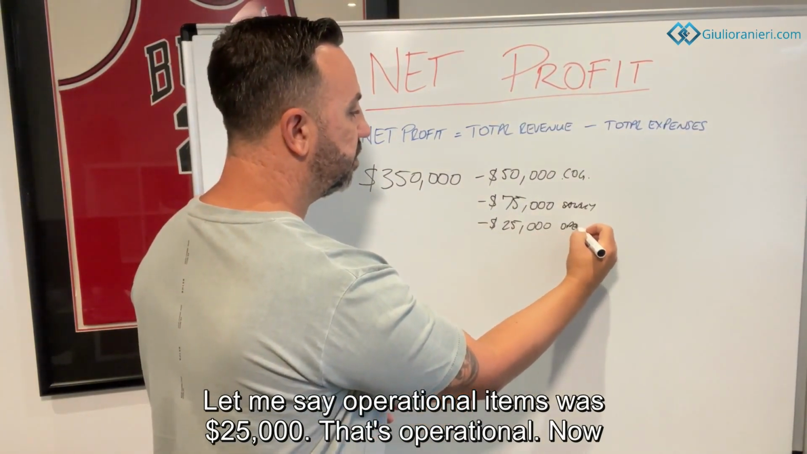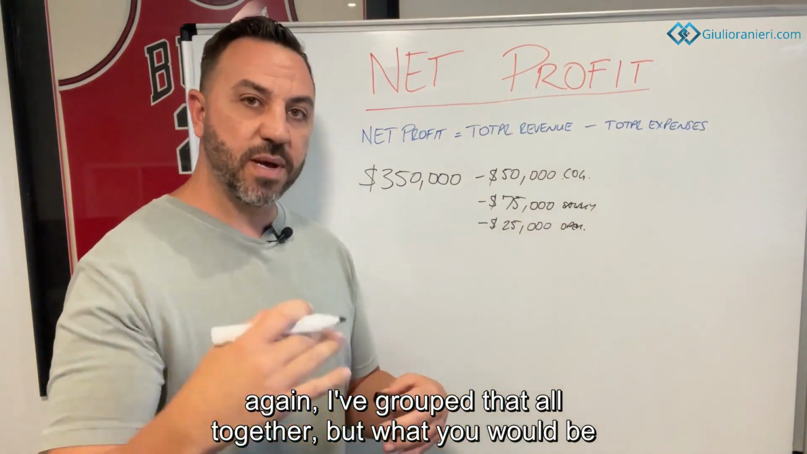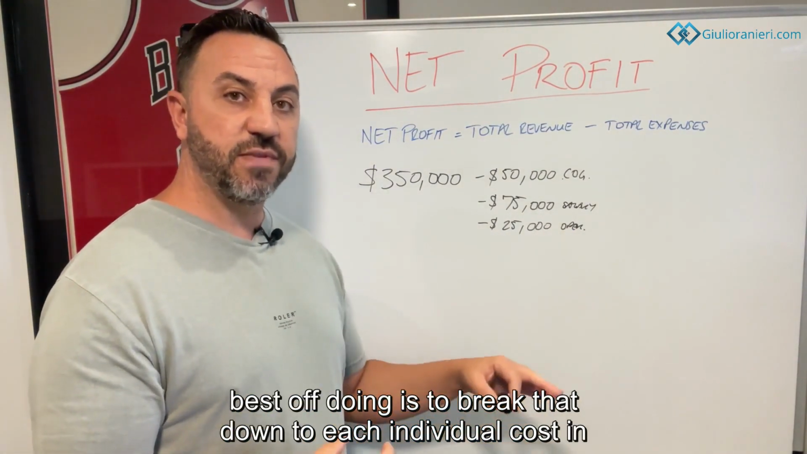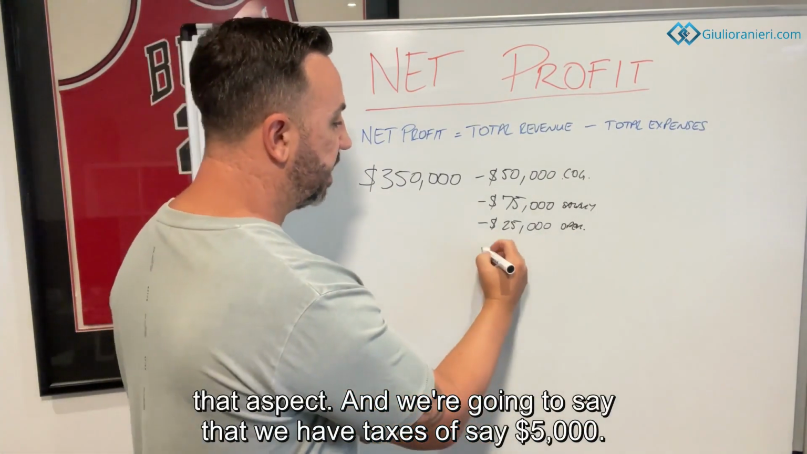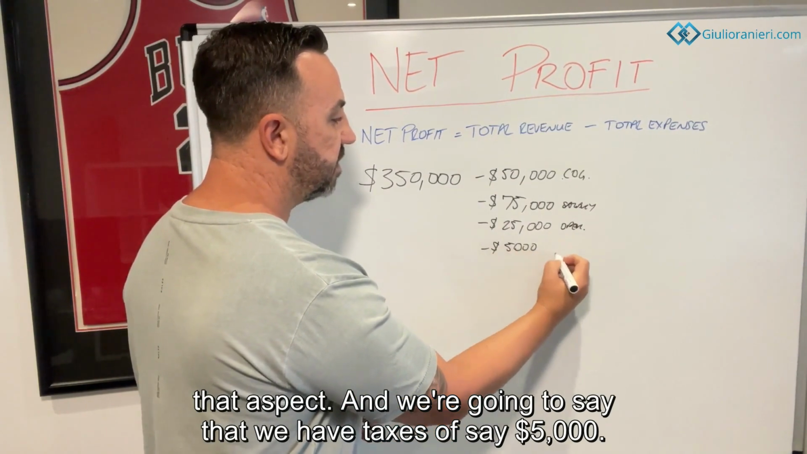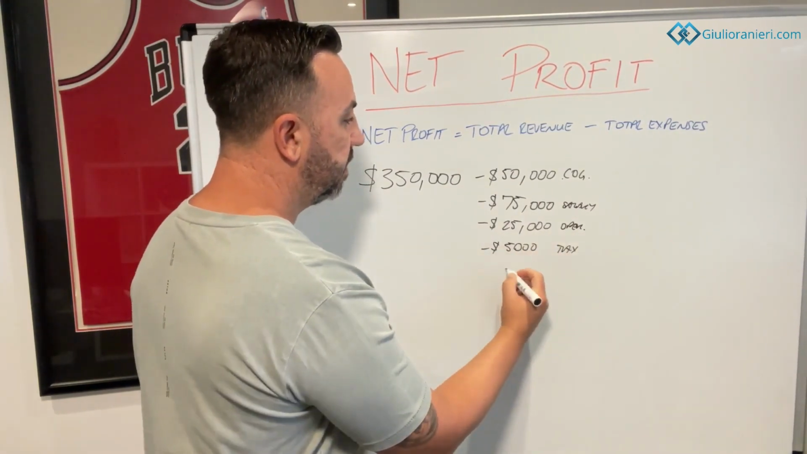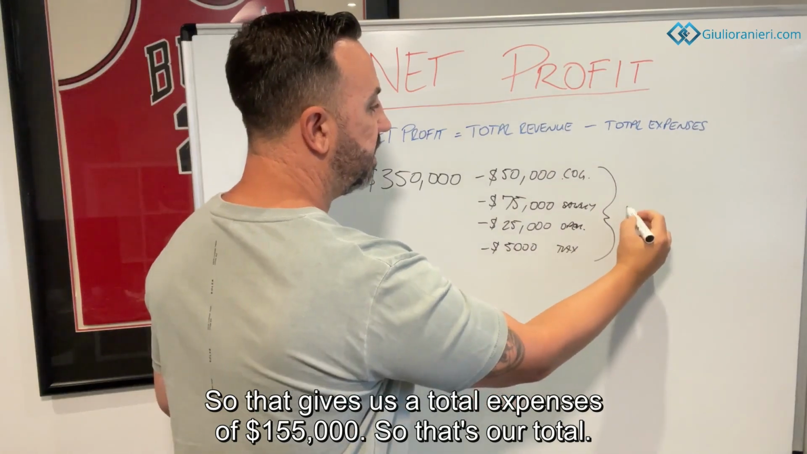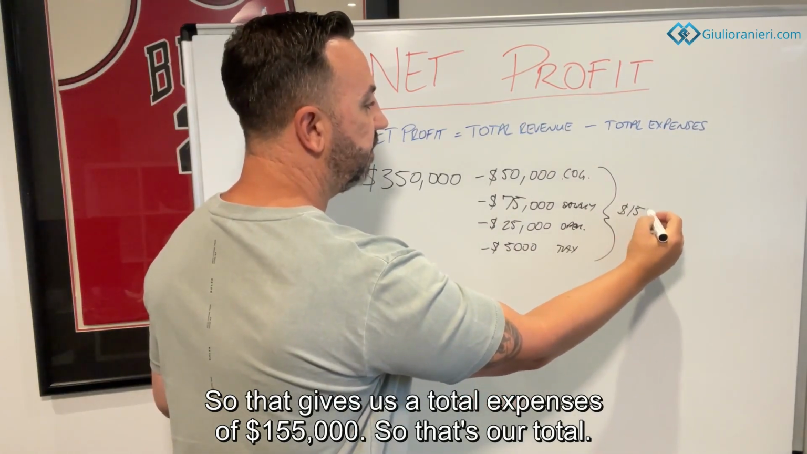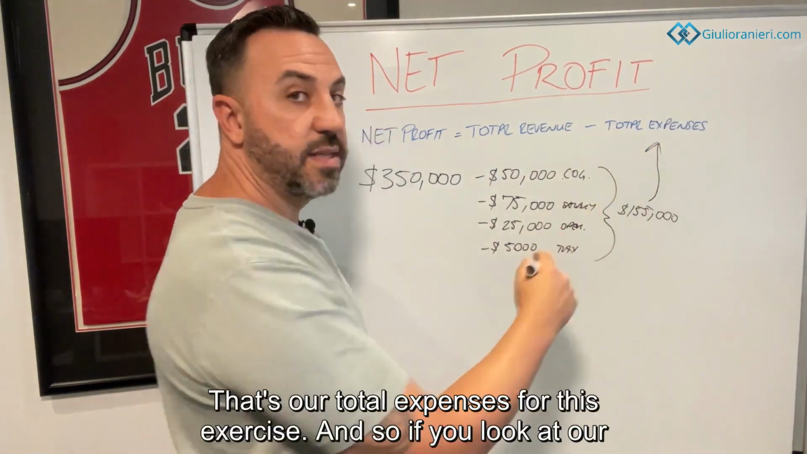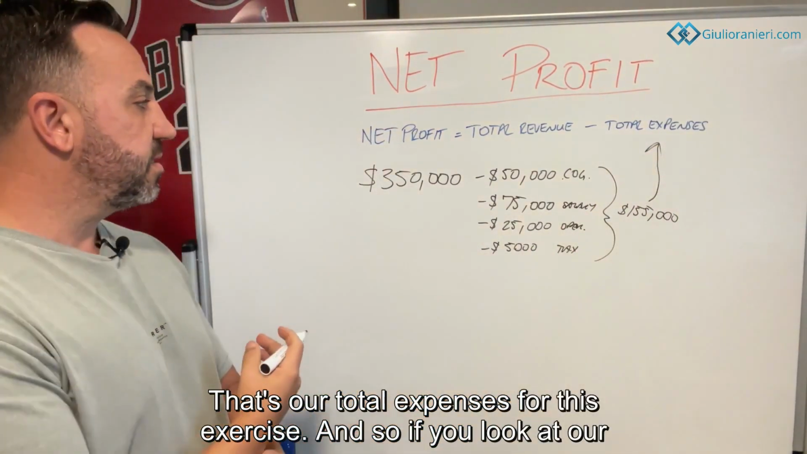Now again, I've grouped that all together, but what you would be best off doing is breaking that down to each individual cost in that aspect. And we're going to say that we have taxes of, say, $5,000. So that gives us total expenses of $155,000. That's our total expenses for this exercise.